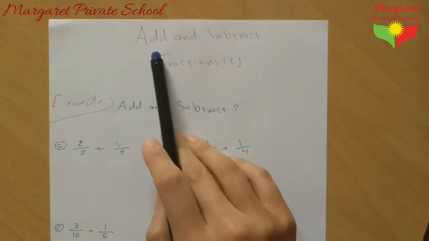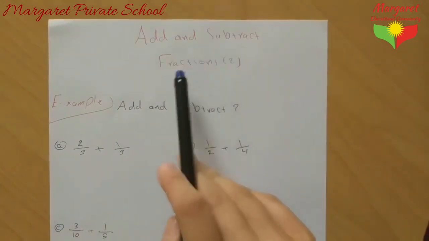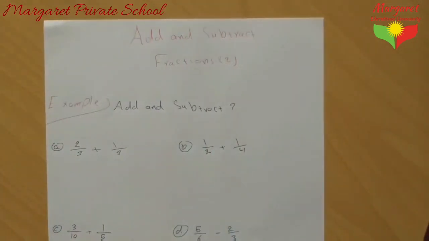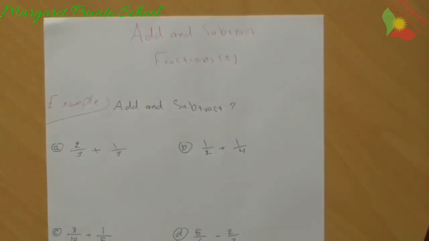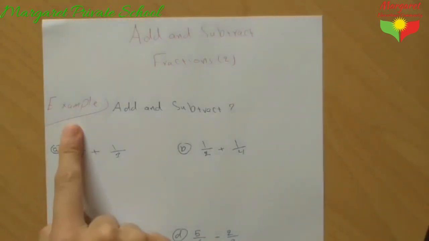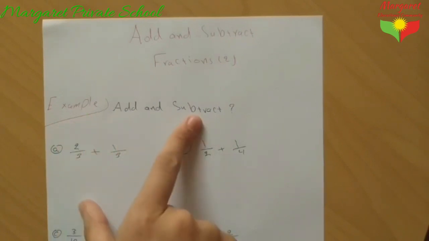From the new lesson we have a new subject: add and subtract fractions. From this lesson we learn how to add or subtract fractions if you don't have the same denominator. But from the previous lesson we learned how to add or subtract fractions if they have the same denominator. Now we have an example. Let's start solving the example, add and subtract.